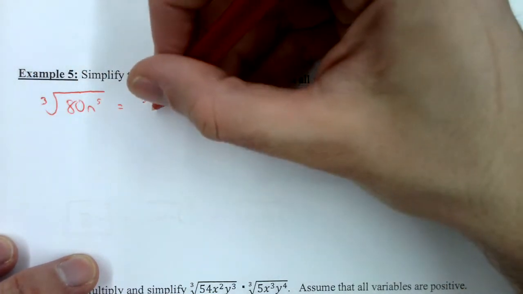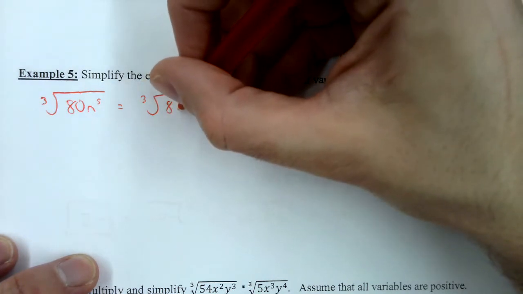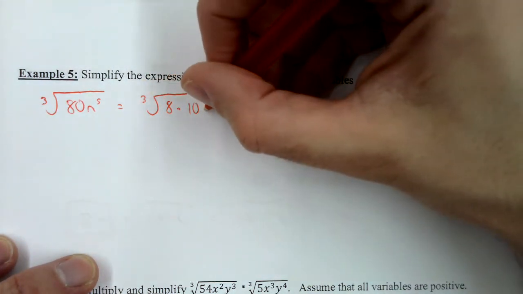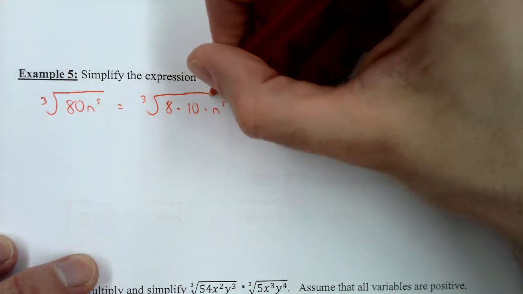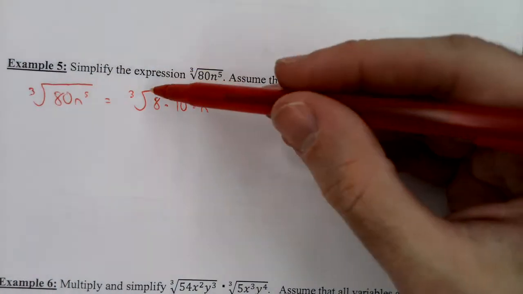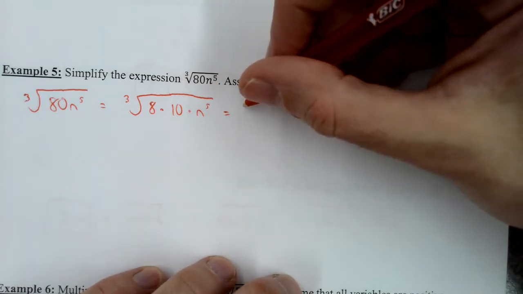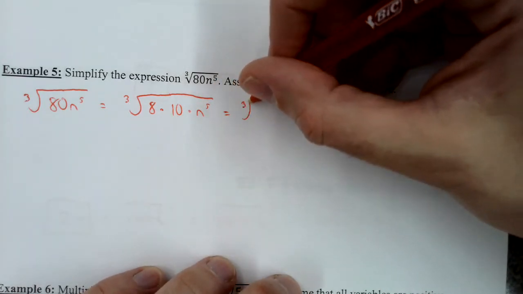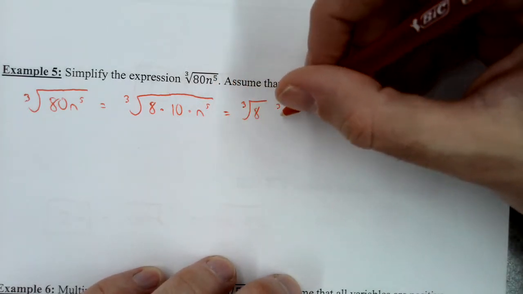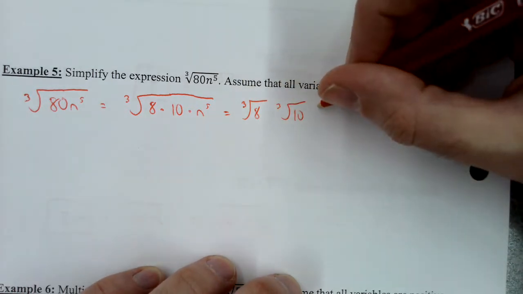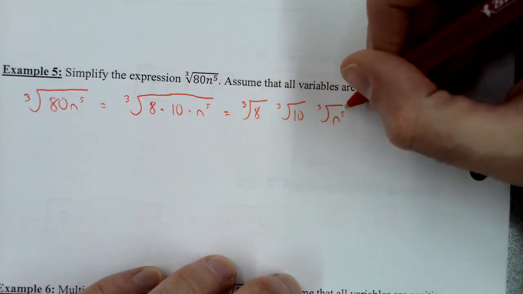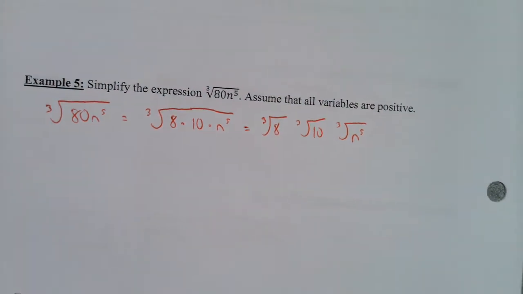I'm going to break that down into the cube root of 8 times the cube root of 10. Again, I like to rewrite it like this, and break it apart more: cube root of 8, cube root of 10, cube root of n to the 5th. Why did I choose 8? Because I know it's a perfect cube.